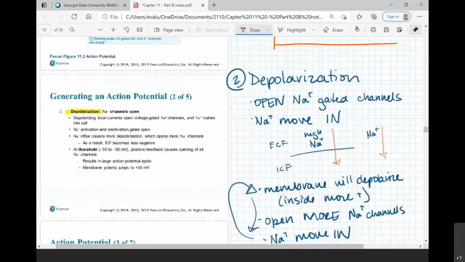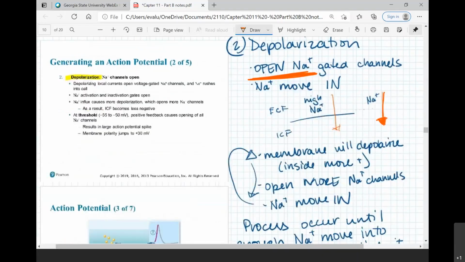Second stage, depolarization. Remember, depolarization means closer to 0, which means things are moving up the graph. So when depolarization happens, it is because the sodium gated channels have opened. Remember, we have a high concentration of sodium out. If we open up our sodium, sodium will move in. Notice we are only talking sodium. Depolarization is because sodium is moving in.